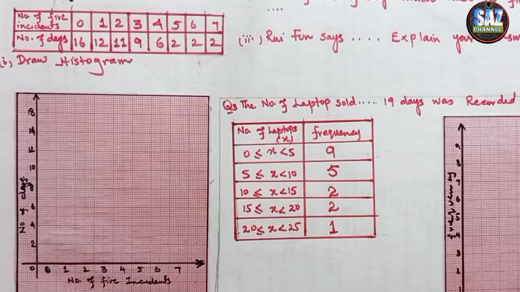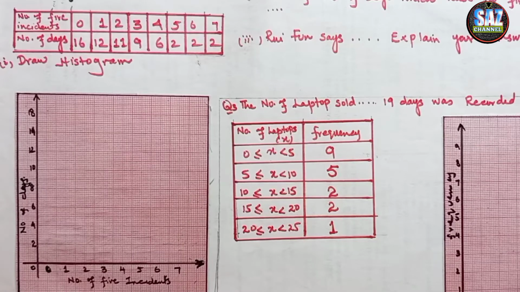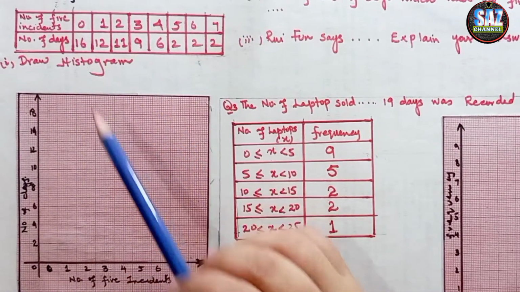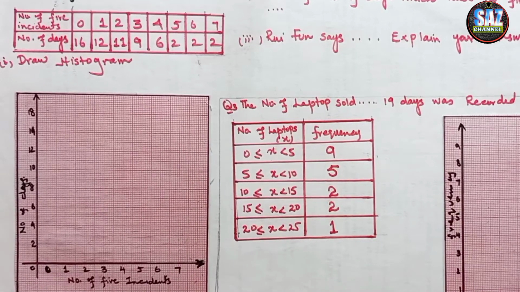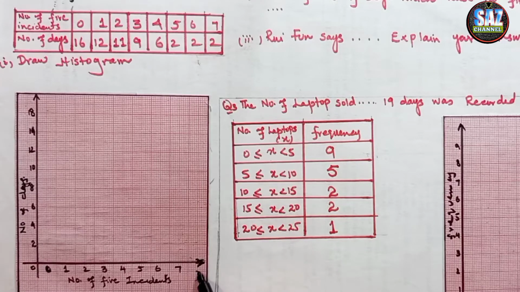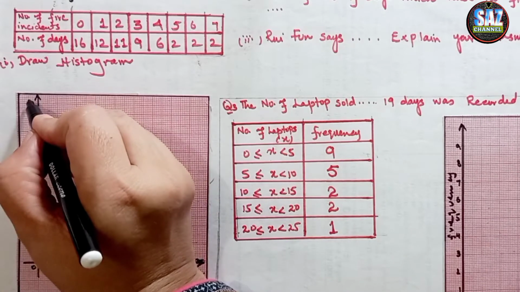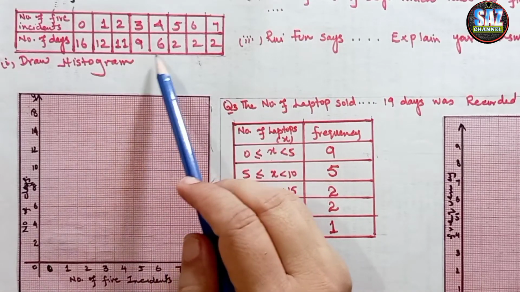Okay, let's move to the solution of the question, and we'll be discussing each part one by one. The first part says that we have to construct the histogram for this information. So let's move to the construction of the histogram. The number of fire incidents has to be marked on the x-axis, and the number of days when these incidents happened has to come on the y-axis.